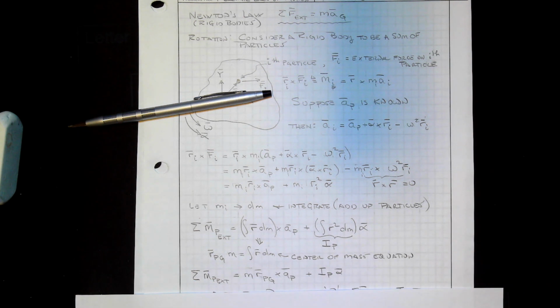All right. Now, inserting that, I can rewrite this equation as follows. The sum of all the moments about P based on all the external forces is equal to m, r from P to G, so that's going to the center of mass, cross the acceleration at P, plus the mass moment of inertia at P times alpha. And given this, we can do something.